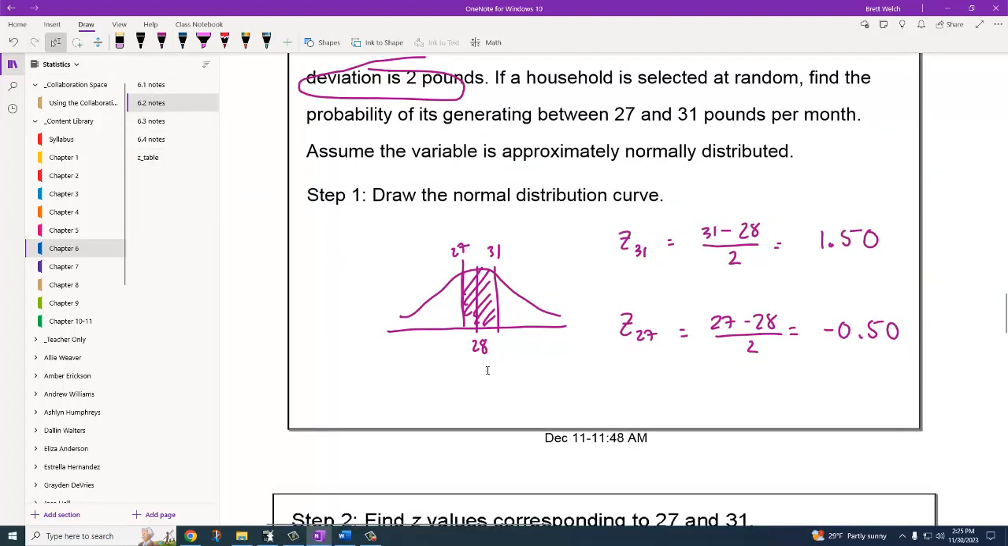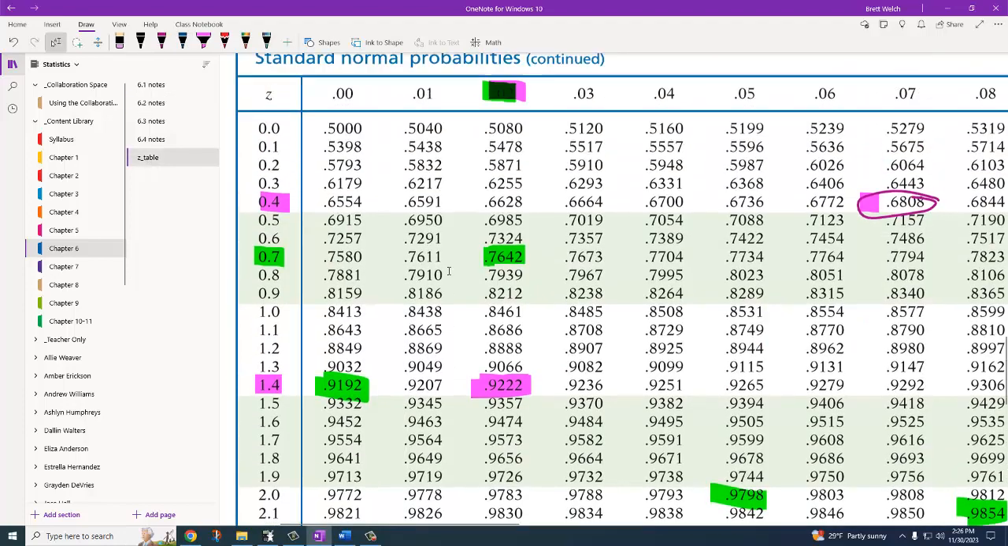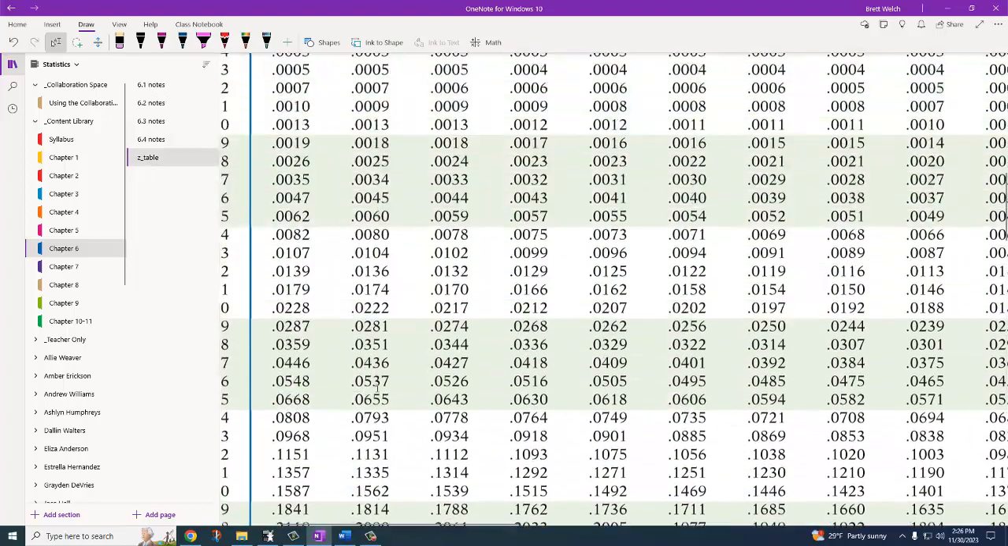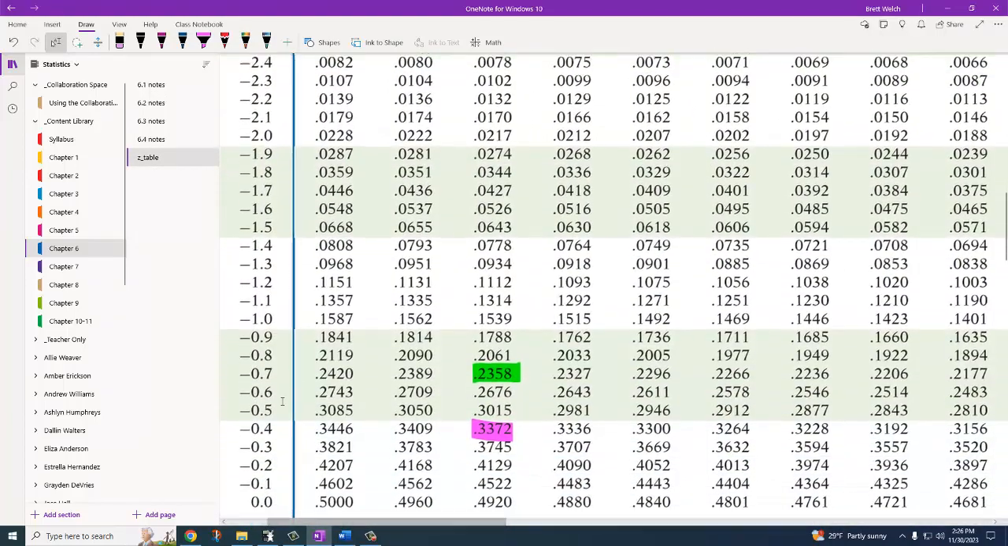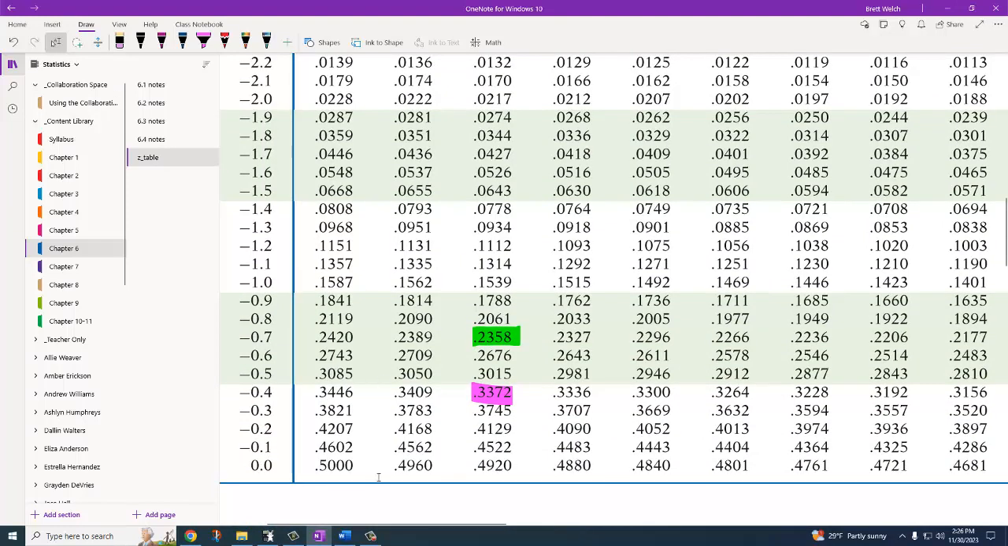So the area to the left of 31 is 0.9332. And then the area to the left of the 27, which was negative 0.5. So I'm going to go up to the negative chart. Negative 0.50 would be right here. 0.3085.